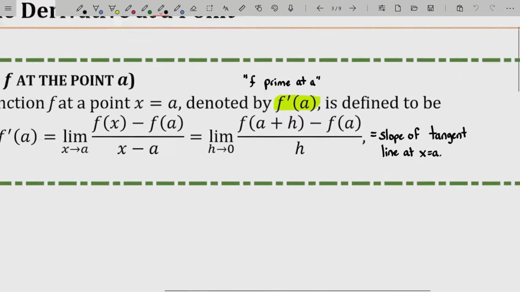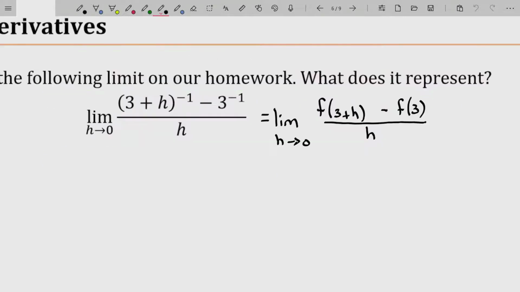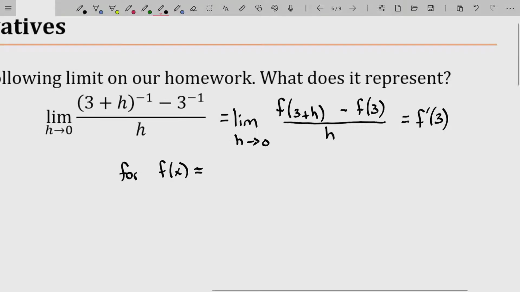So not only am I asking in this question, what does this represent? But I'm asking, once you find out what it represents, I need to know, like in language, what is the function and where are you evaluating that derivative? The function, by the way, it's pretty easy to see that it's a derivative at 3 because it's f of 3 plus h minus f of 3 all over h. So it's definitely a derivative at 3. But we need to also say for f of x equals, and actually state what the function is that we're considering here.